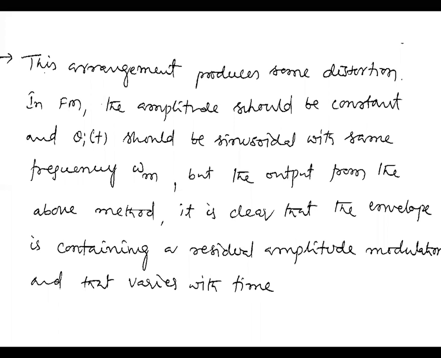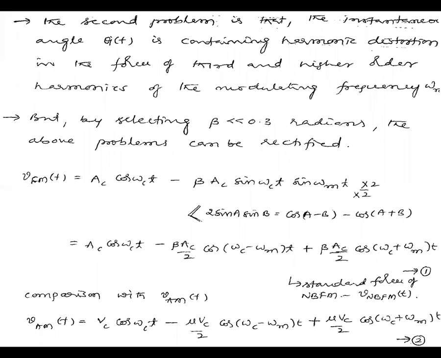In order to avoid that distortion, you have to use a beta value far less than 0.3. There the distortion has to be eliminated.